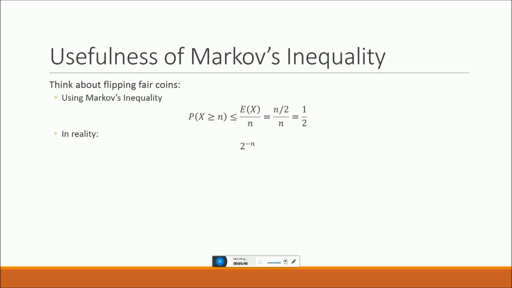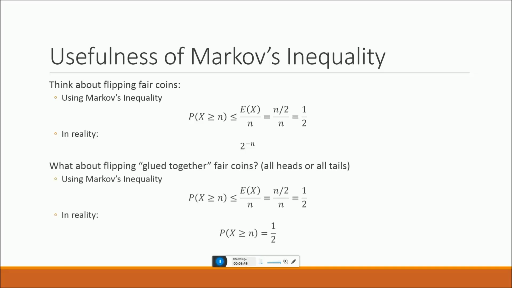But when is it useful? Again, let's talk about flipping coins. What if we glued all our coins together and flipped them, so we all get heads or we all get tails? If we use Markov's inequality, we get the same upper bound, 1/2. And in reality, our upper bound really is 1/2. So in this scenario, our Markov inequality gave us a very tight upper bound. And this makes sense, because if we flip a bunch of independent fair coins, our outcome is going to be mostly distributed around that 50-50 outcome that we expect.